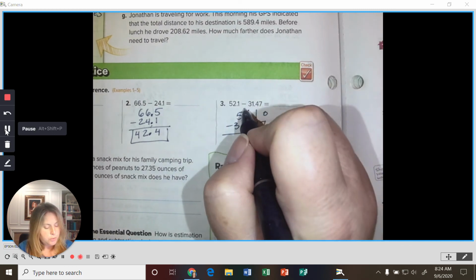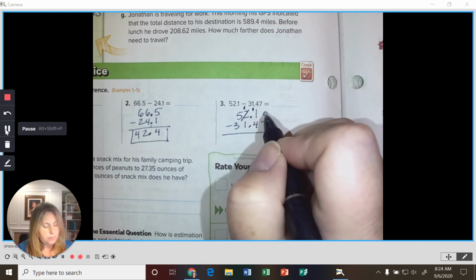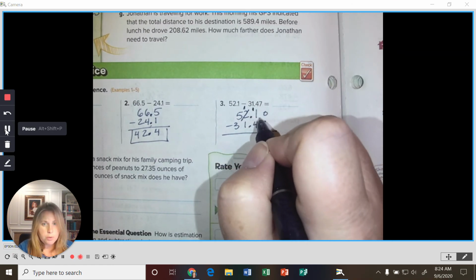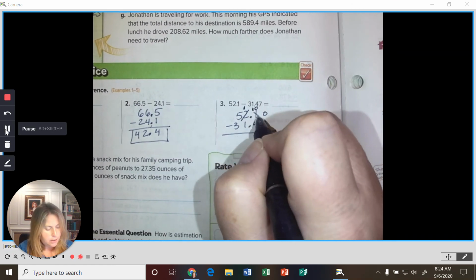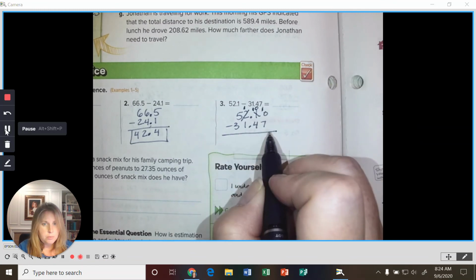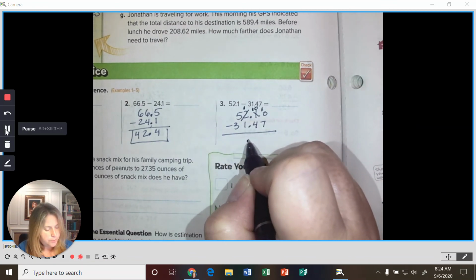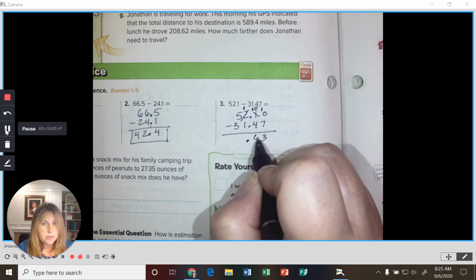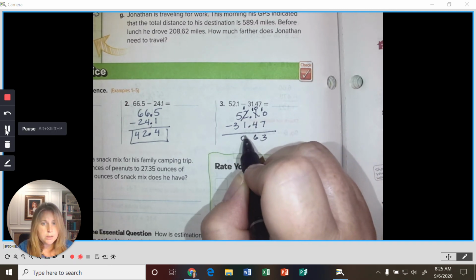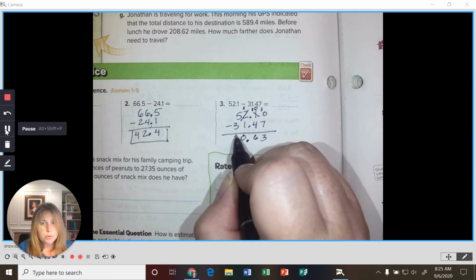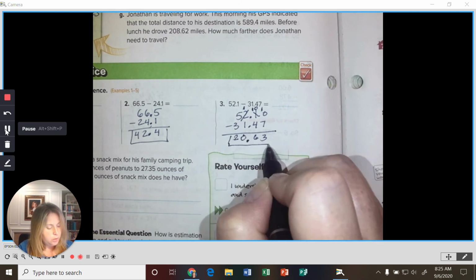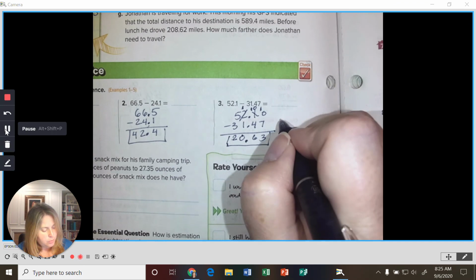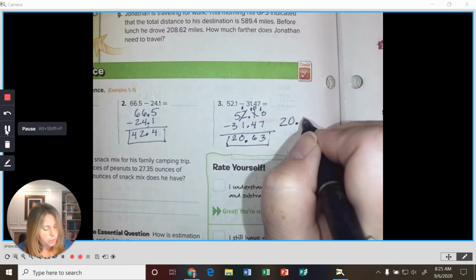So this 2 becomes a 1, which makes this 1 into an 11. I'm going to borrow from that, making it a 10 to make this a 10. Line up our decimals. 10 minus 7 is 3. 10 minus 4 is 6. 1 minus 1 is 0. And 5 minus 3 is 2. So we have 20.63. And that's a little sloppy. I'm just going to rewrite that. 20.63.